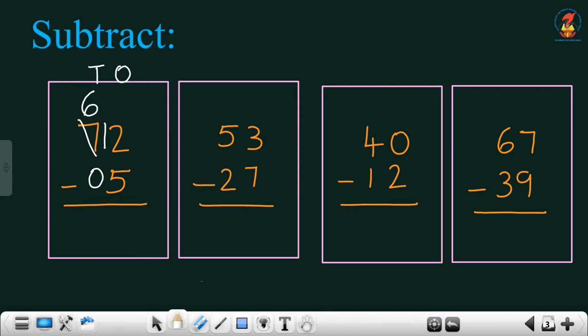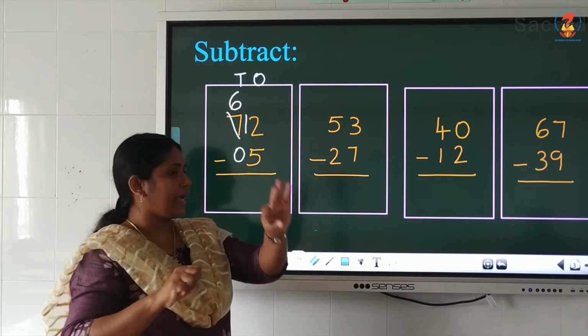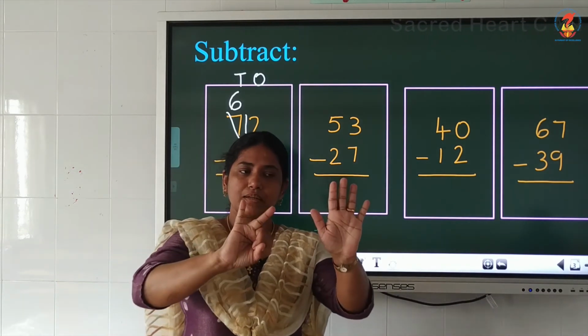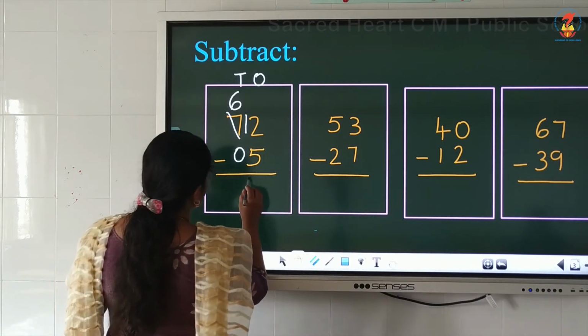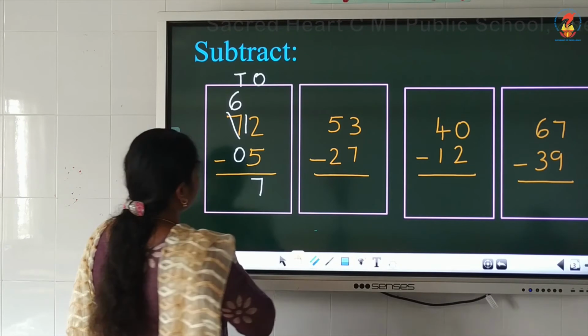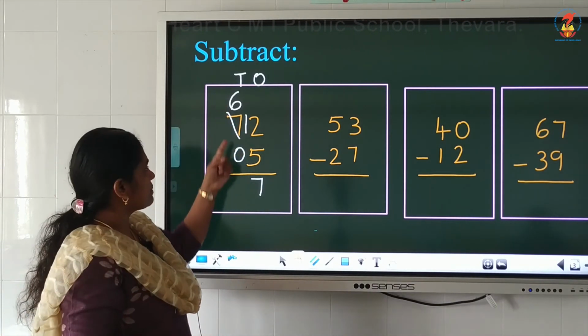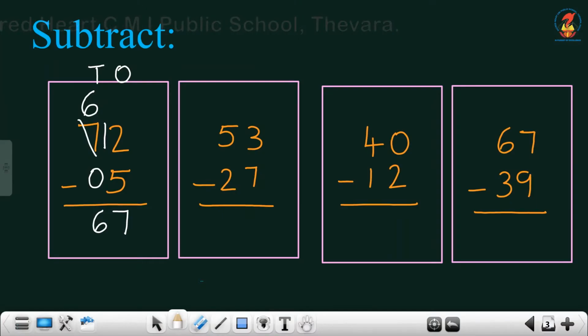Start counting. Keep your hands like this. After 5: 6, 7, 8, 9, 10, 11, 12. What is the answer? How many fingers do I raise? 7. So 7 is the answer at the ones place. Now look here. The top number is 6 now. 6 minus 0. Subtracting 0, the same number is the answer. 6. So our final answer is 67.